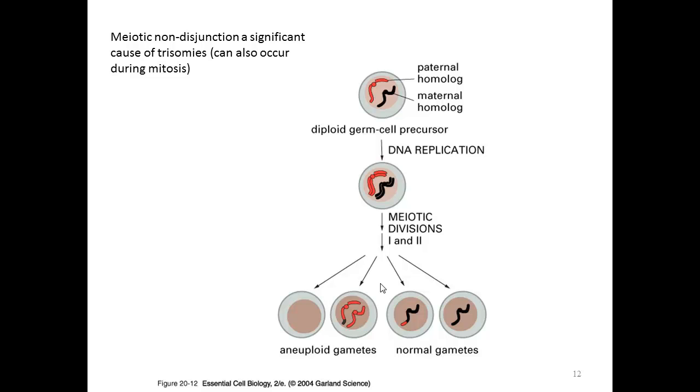And this slide is why I retracted when I said never. Disjunctions, non-disjunctions, where the chromosomes don't properly separate. This is a major cause of birth defects, and this occurs in meiosis. This also occurs in mitosis. But this is a major source of trisomies and also a major cause of spontaneous miscarriages.